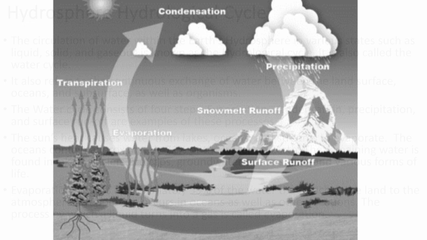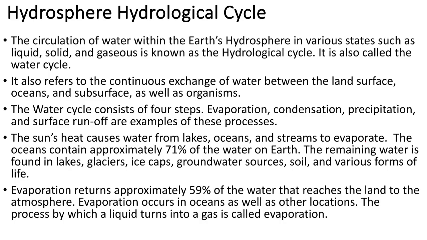The water cycle consists of 4 steps. One is evaporation, in which the water from lake, ocean, stream evaporates by the heat of the sunlight or sun rays. So it gets evaporated. Then condensation occurs in the sky. Then precipitation. The water again comes onto the earth surface. Then surface runoff. Like this the water cycle continues.